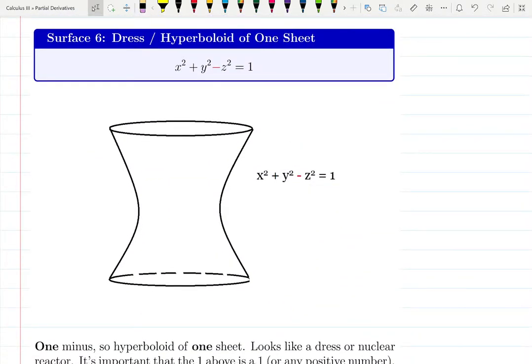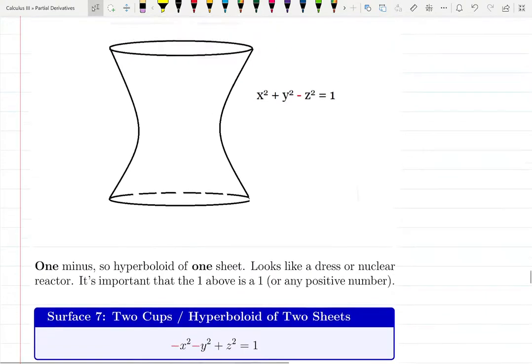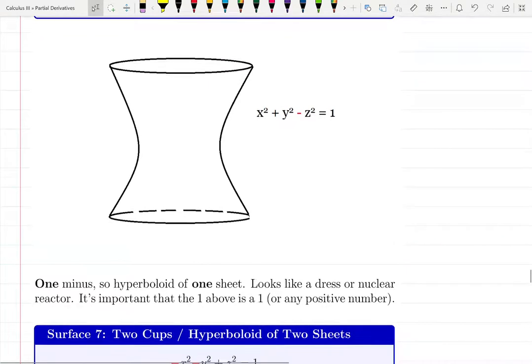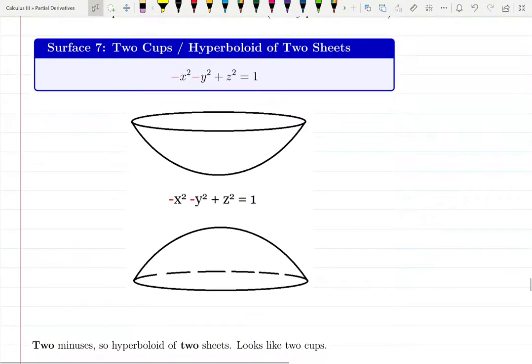Sometimes I never heard the dress definition. I do remember hyperboloid, that's the one I learned, of one sheet. Basically, 1 minus makes a hyperboloid of one sheet. It looks like a dress or a nuclear reactor. I like how it jumped from the dress to a nuclear reactor really fast. It is important that the 1 is there, so it's 1, not any other number. Two cups, this is important.